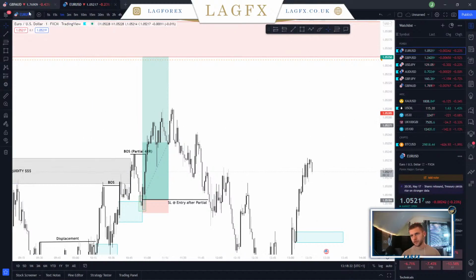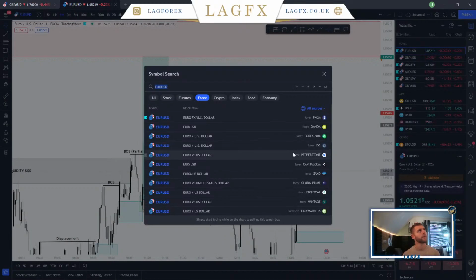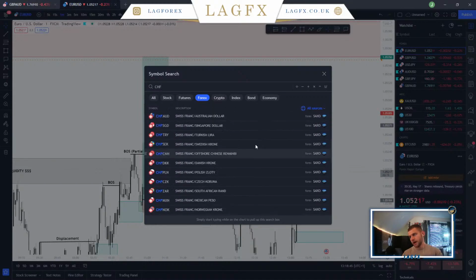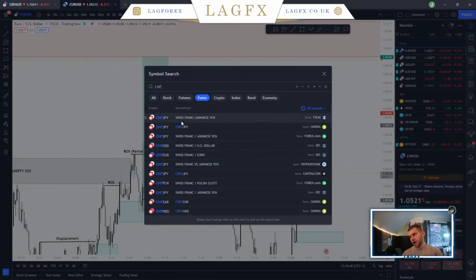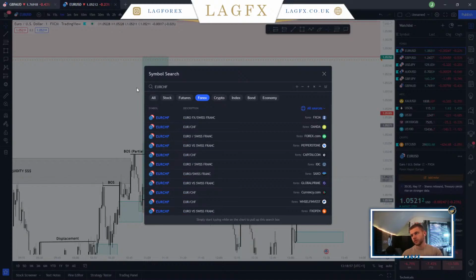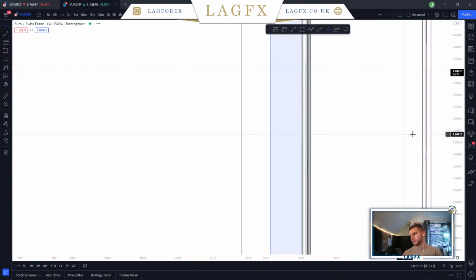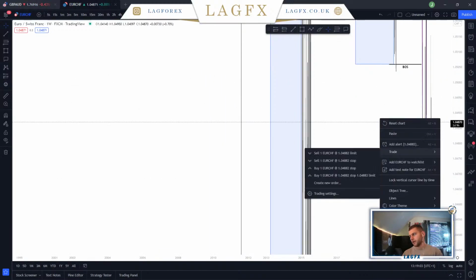Okay, so let's pick a random market. What markets have I not looked at? Okay, I don't often look at the Swiss franc, so we can look for any markets here. Forex, euro to the Swiss franc. Okay. I mean, why not?